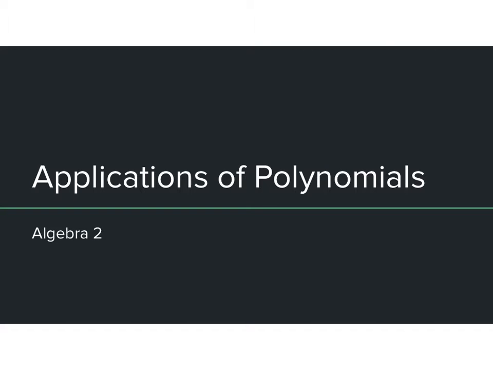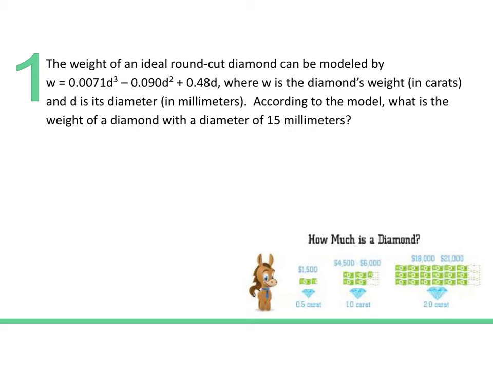In this lesson, we're going to use our accumulated knowledge on polynomials and polynomial functions to answer some real-life application questions. The weight of an ideal round-cut diamond can be modeled by W, this cubic function you see here, where W is the diamond's weight, which is measured in carats, and D is its diameter in millimeters. According to the model, what is the weight of a diamond with a diameter of 15 millimeters?